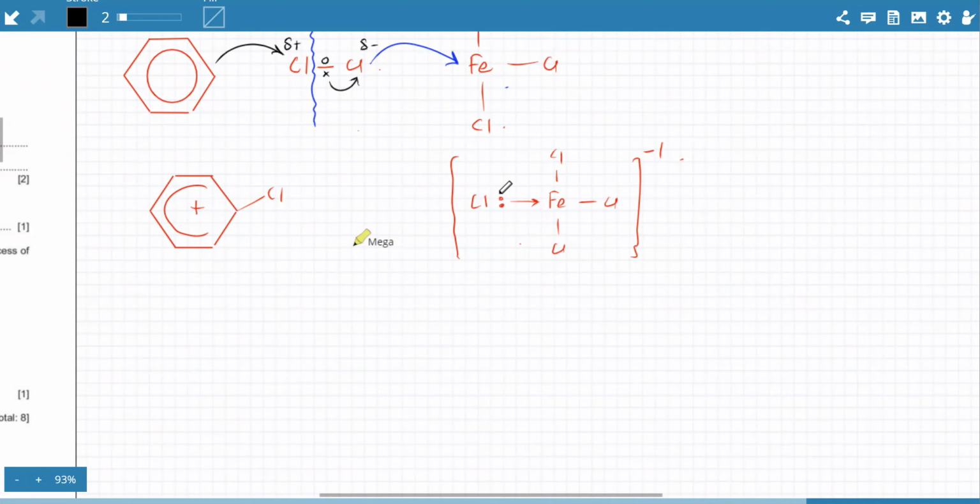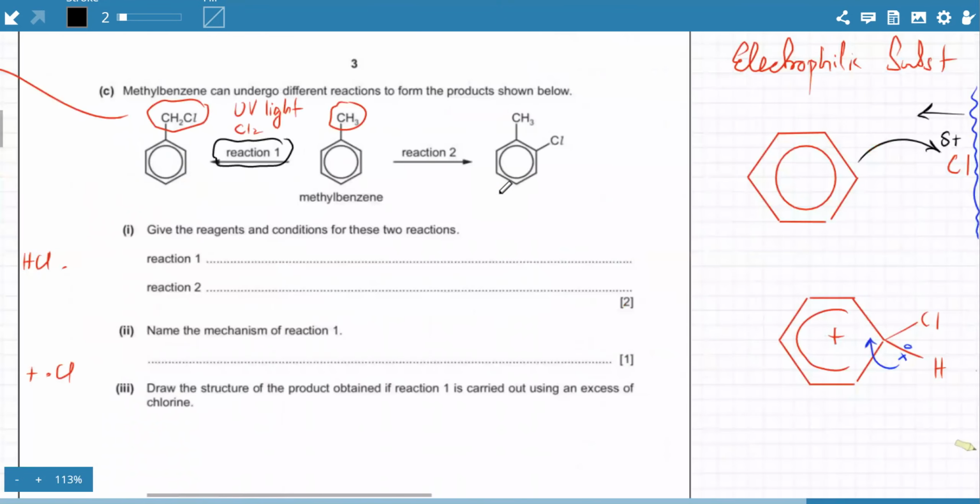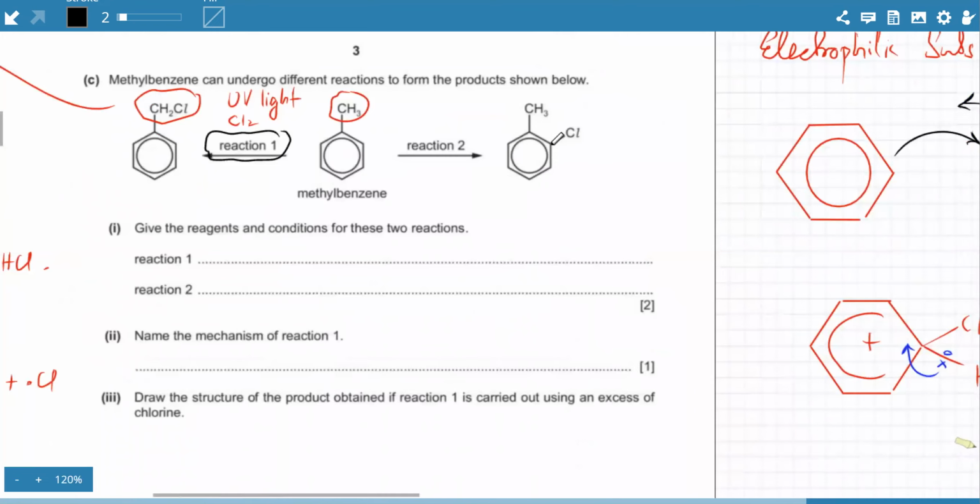Just 1 second, the board is hanging up. अच्छा, so there's one H over there as well. और अगले step में होता है कि substitution happens. The H, क्योंकि the benzene electron cloud is electron deficient, तो वो अपना electron वापस दे देता है. And the benzene electron cloud becomes complete again. So that is what electrophilic substitution is. And remember that to get a chlorine or a bromine onto a benzene ring, you need electrophilic substitution.